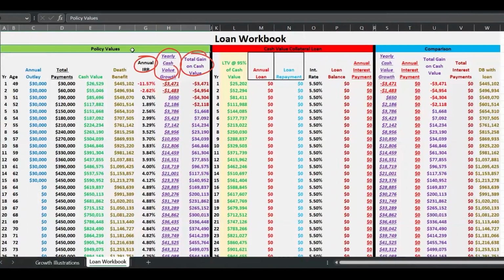So all we do is drop an illustration in here, and you can literally see what's the IRR in that illustration, what's the amount that it's growing by in dollars, and then the total gain over time. And then we've got the cash value collateral loan.